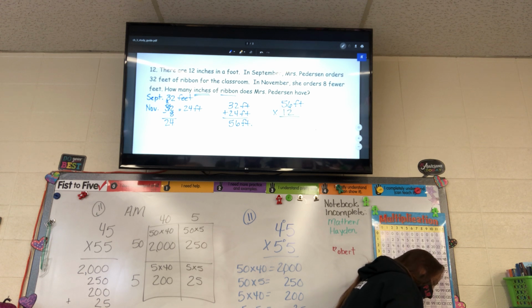2 times 6 is 12. Put down the 2, carry the 1. 2 times 5 is 10 plus 1 is 11. Okay, cross out the 1, 0 placeholder. 1 times 6 is 6. 1 times 5 is 5. Add those together. And Mrs. Peterson has 672 inches of ribbon.